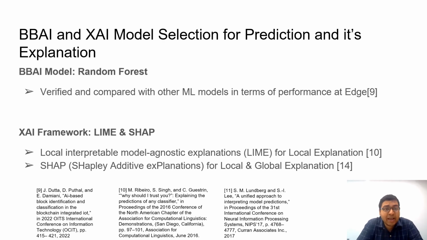Here is what we have used as the black box AI model and the explainable AI model. For the black box AI model, we have used random forest. We have verified and compared other machine learning models in this context, and since random forest was performing better, we have chosen this particular black box AI model. And in terms of the explainable AI framework, we have considered both LIME and SHAP, such that we can compare how each one performs and which one we can consider for future experiments.